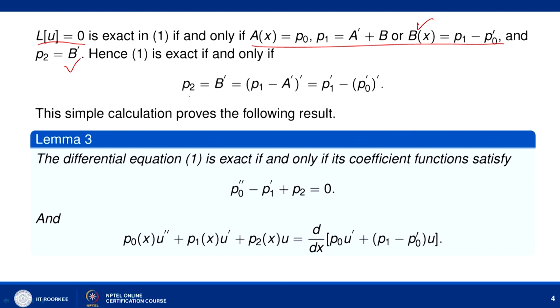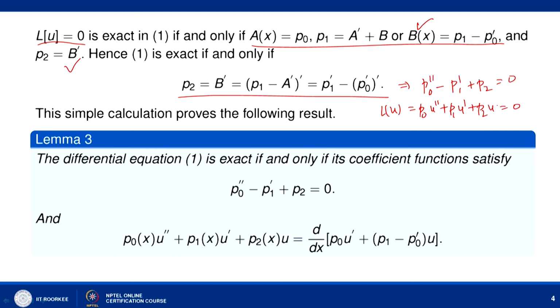P naught is A. So, we can say that the equation is exact if this condition holds true. This condition, when simplified, can be written as P naught double dash minus P1 dash plus P2 equal to 0. So, this Lu, which is now written as P naught u double dash plus P1 u dash plus P2 u equal to 0, is exact if the coefficients of this differential equation satisfy this condition, and we call this condition the exactness condition.